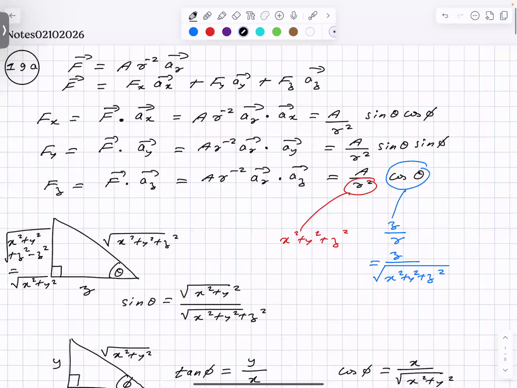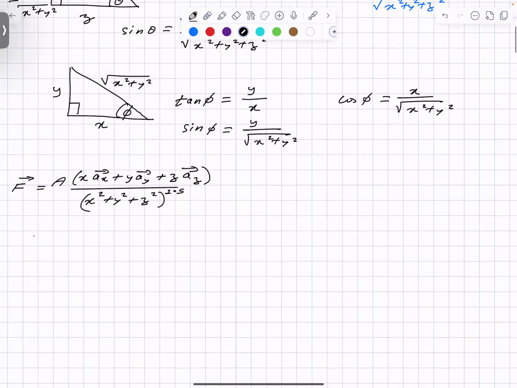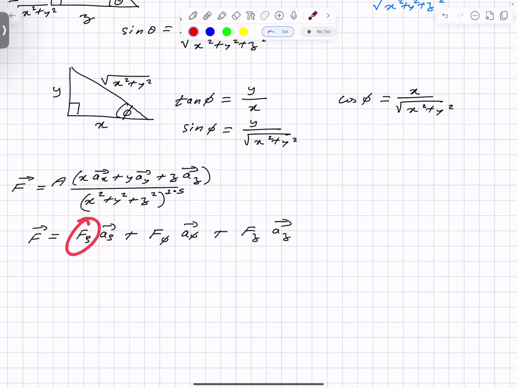So we write the general form for the cylindrical coordinate system. We would write f equals f rho a rho plus f phi a phi plus f z a z, right? And then here we have two unknowns. The unknowns are f rho and f phi. So fz would be the same in the cylindrical and the rectangular coordinate system, so we don't have to get that. And remember, we do the same technique again.